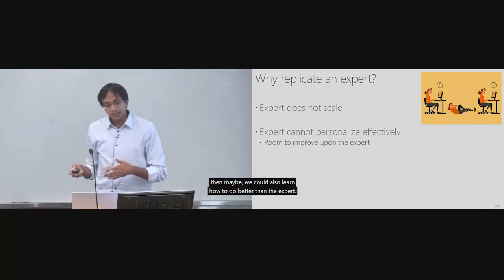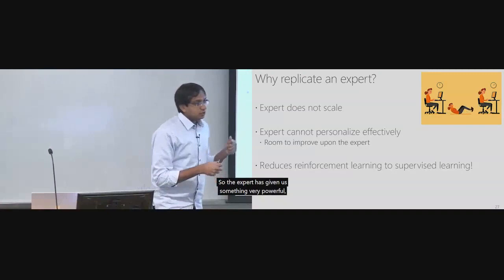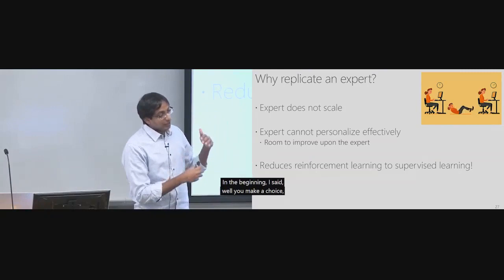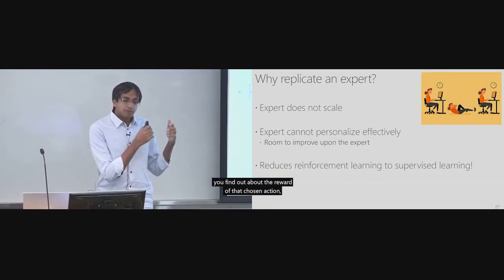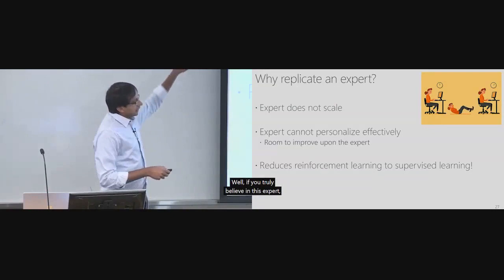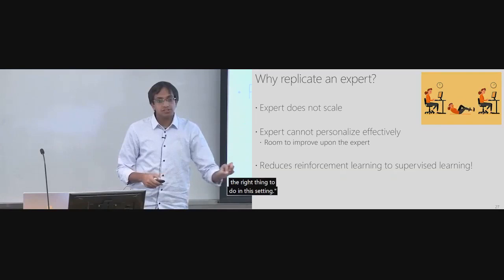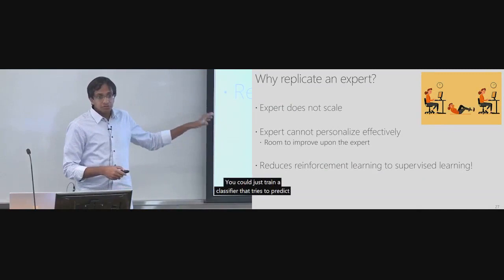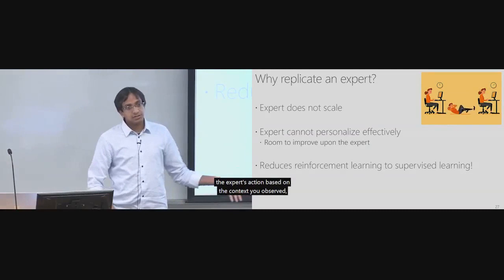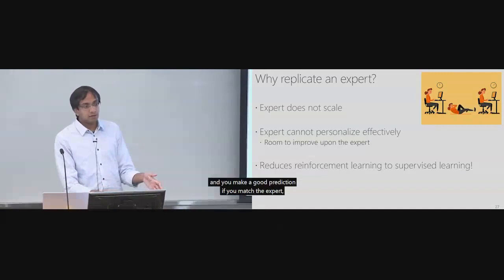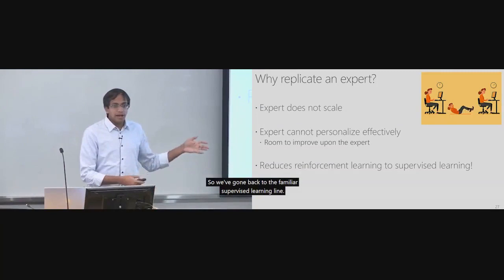On the other hand, clearly, the expert has given us something very powerful. When we were talking about the reinforcement learning problem in the beginning, I said, well, you make a choice, you find out about the reward of that chosen action, and you don't know what would have happened if you did something else. Well, if you truly believe in this expert, they just told you what the ground truth is. They just told you this was the right thing to do in this setting. So you're certainly in supervised learning land again. You could just train a classifier that tries to predict the expert's action based on the context you observed, and you make a good prediction if you match the expert, you made a bad prediction if you don't, right? So we've kind of gone back to the familiar supervised learning land.